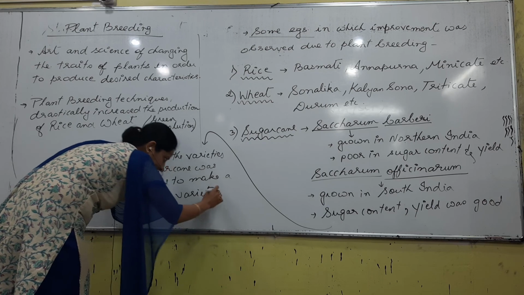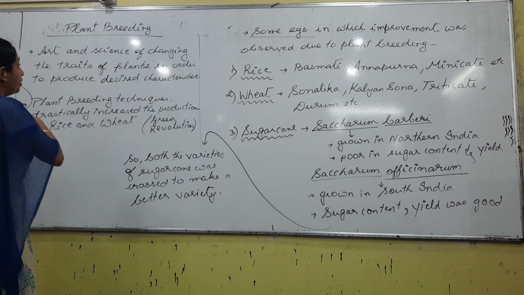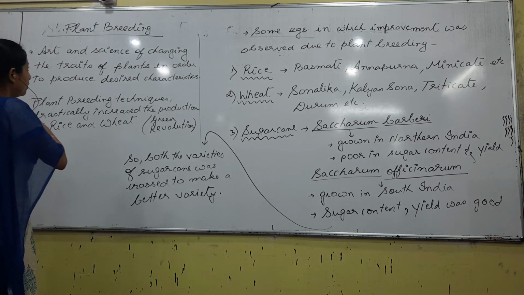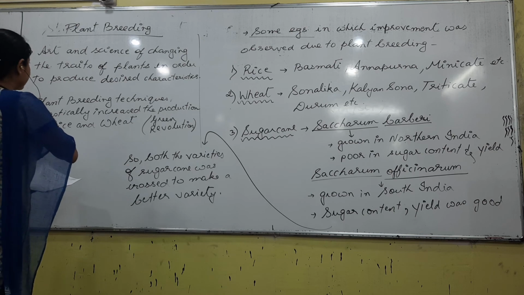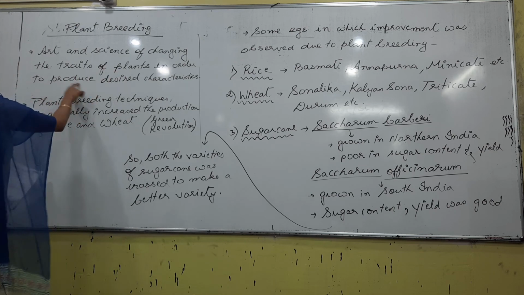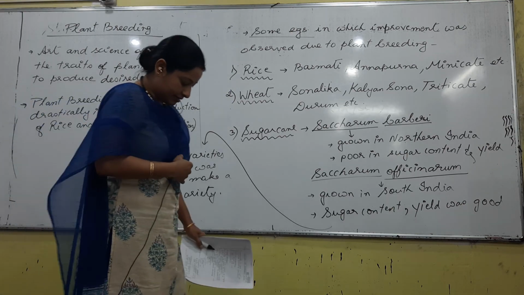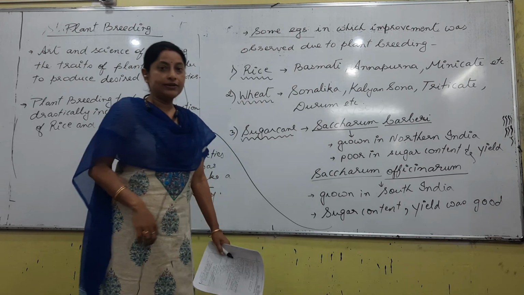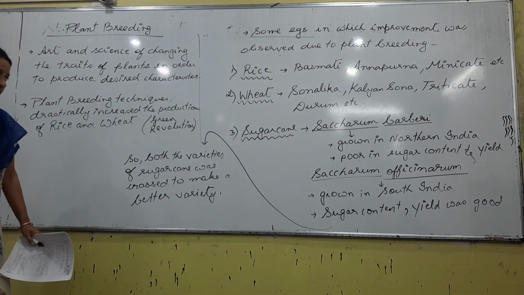Which one regarding the first point? Art and science of changing the traits of plants in order to produce desired characteristics. Did you get it? Okay.